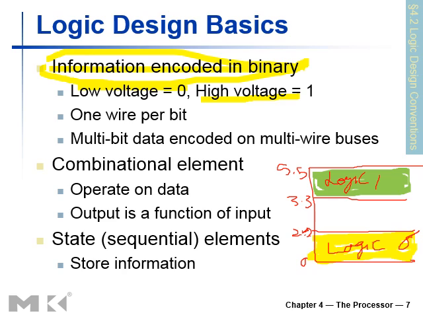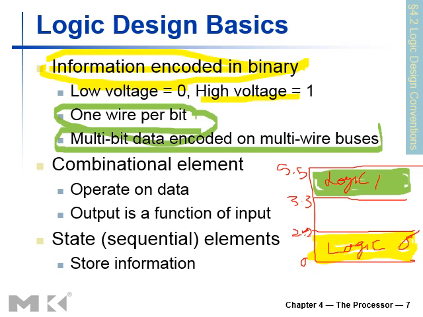So as far as the definition of bits and the hardware components are concerned, we represent one wire per bit. So basically we are transferring one bit on a wire. If you represent one bit in a circuit, we have to use a wire to carry that information from one node to another, or from one component to another component. So this is one wire per bit, and multi-bit data is encoded on multiple wires or buses. So if we have 32-bit data to encode, then we have to use 32 wires, and we represent that in terms of buses.